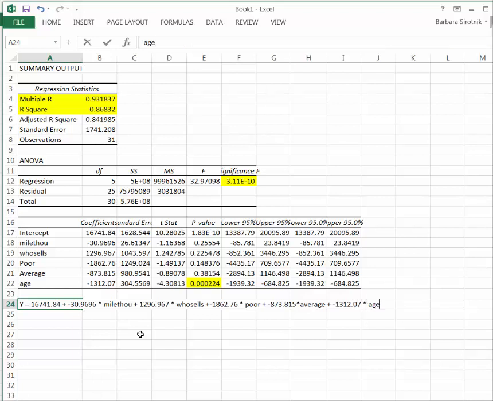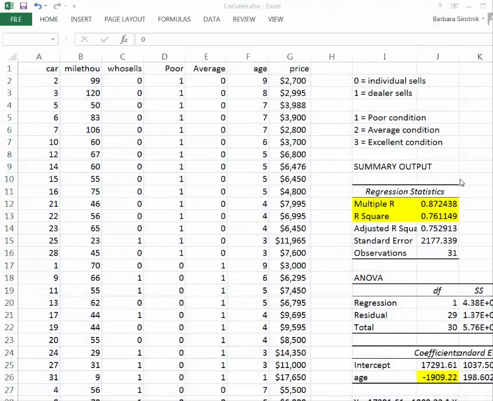1312.07 times age. So now if I had, say, a car that has 20,000 miles on it, sold by the dealer in poor condition, and it's 9 years old, I could go ahead and plug those values into that equation and have my prediction. Again, would I actually do that in real life? Probably not. Probably what I would prefer to do is to go back, get rid of that one, and use the variables here that are a little bit better. Yes, my prediction that I just did is a little better than the 76% predictive power, but not really that much.